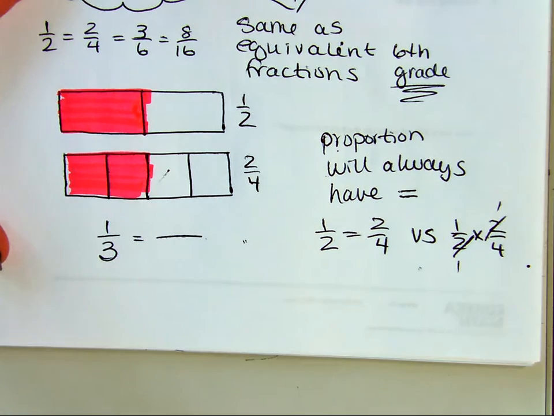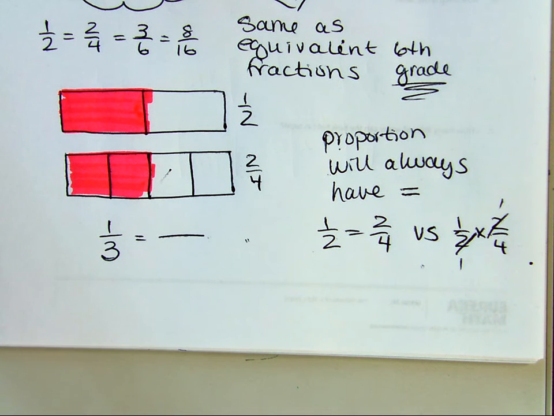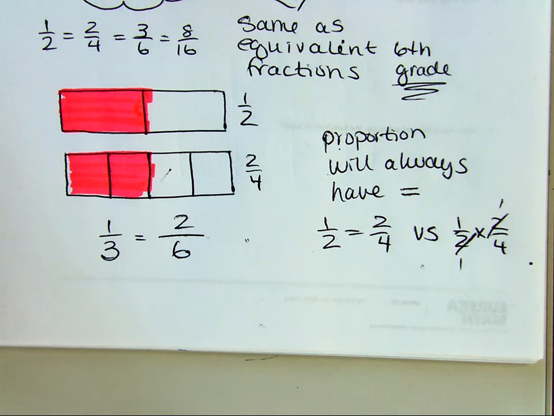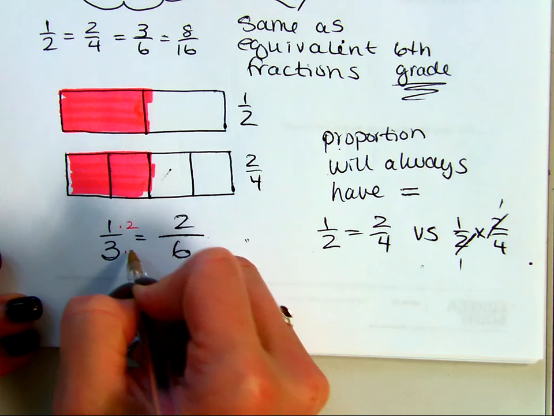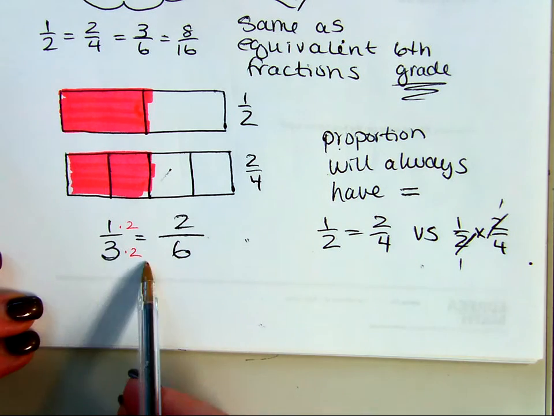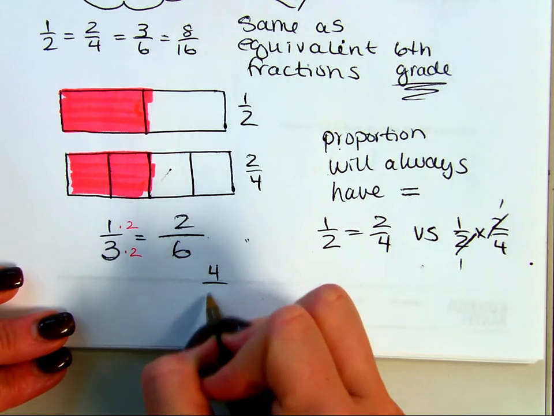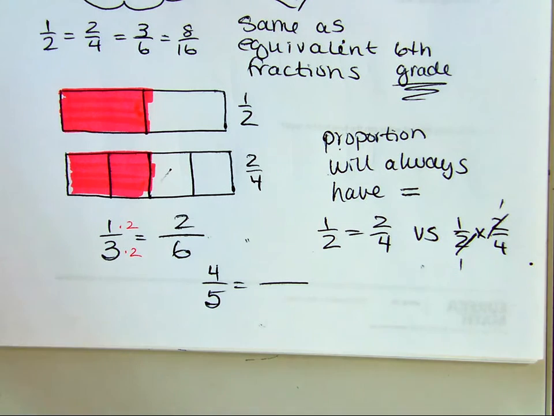So I want you to take a look at, let's take 1/3. Can anybody come up with a fraction that equals 1/3? Mason? 2/6. Right? Everybody agree with that? Okay, and you could say he did that because he multiplied that times 2 and that times 2. 1 times 2 is 2, 3 times 2 is 6. Great. How about 4/5?